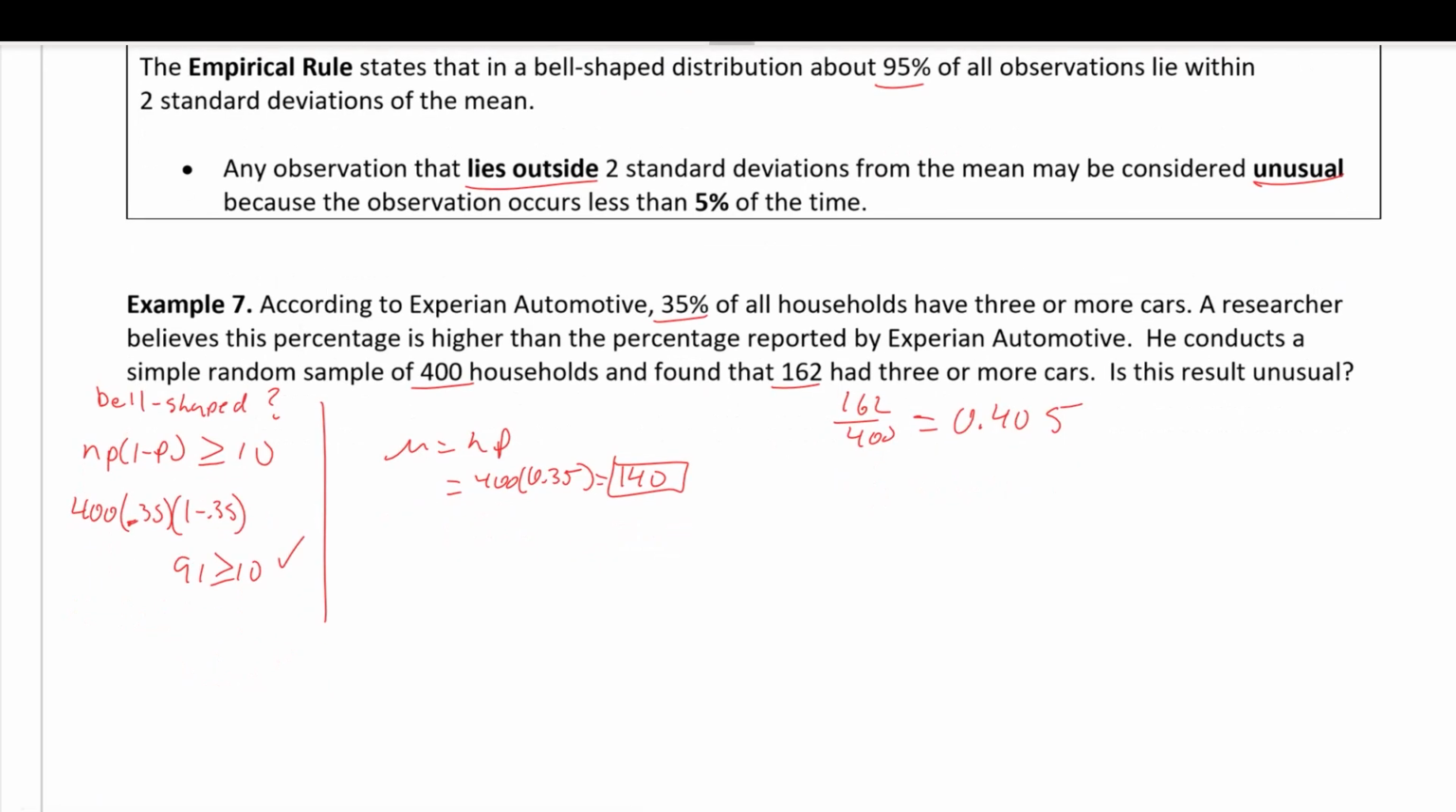Okay, let's come up with the standard deviation. The square root of 400 times 0.35 times 1 minus 0.35. That's just 0.65 if you just want to do that mentally. So square root of 400 times 0.35 times 0.65. You're going to get about 9.5 if you're rounding to 1 decimal place. You only really need 1 decimal place because we're going to start using the empirical rule here.